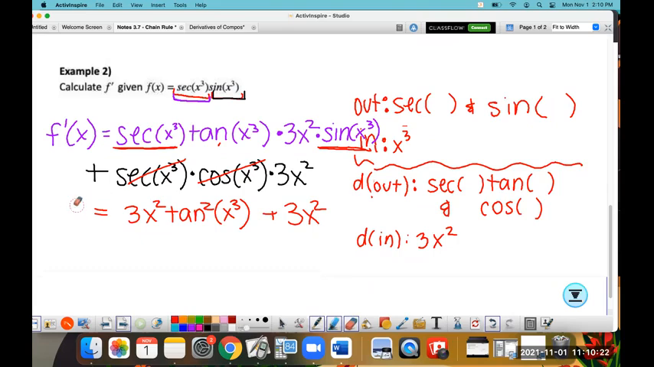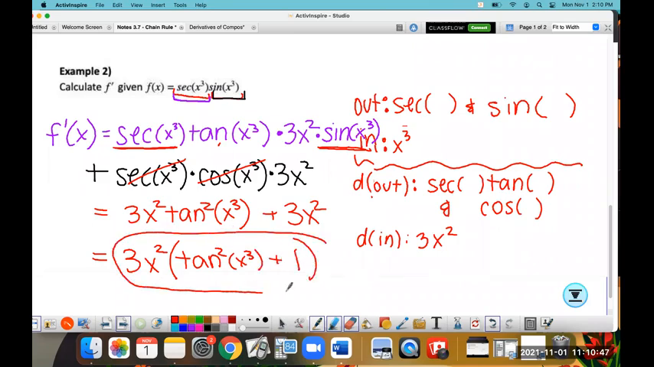One last thing that we can do to simplify. Do you guys notice that there's something in common in every single term? Yeah, there's a 3x squared. Factor that out, what are we left with? Perfect. Tangent squared x cubed plus 1. Do I need you to simplify that far? I really don't think so. That's simple. I mean, doesn't that look a lot better than the first line? No, I mean, from line 3 to 4.